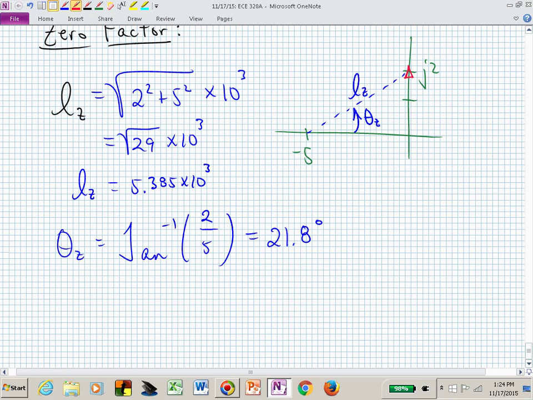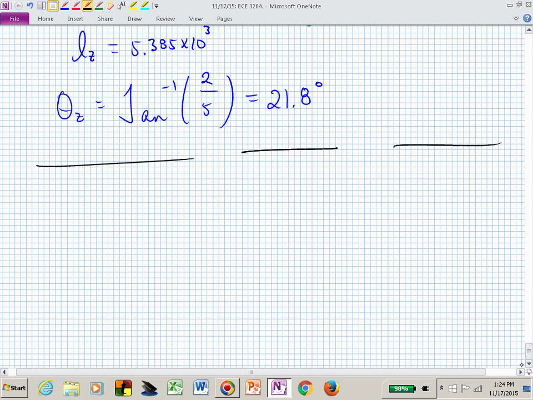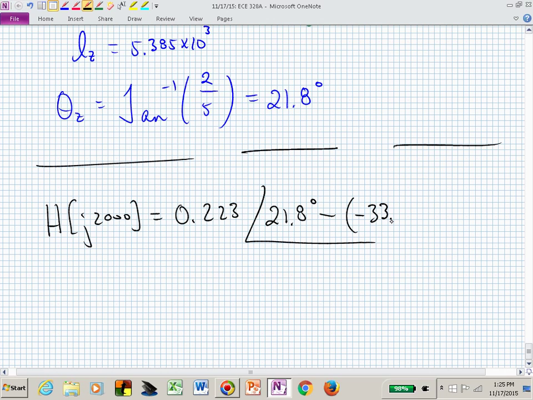And if we could do that for the others, do we want to? We don't need to. For the upper pole and the lower pole, are you okay with computing those lengths and angles? All right. So now if we put all of those together, this would now be 0.223 at an angle of 21.8, that's the angle of the zero, minus the angles from our poles. The one in the second quadrant was actually looking down to get to 2,000, so that minus 33 shouldn't be a surprise. And the other one you were having to look up more than 45, it was actually 63.43 degrees. And we then end up with this being minus 7.94 degrees.